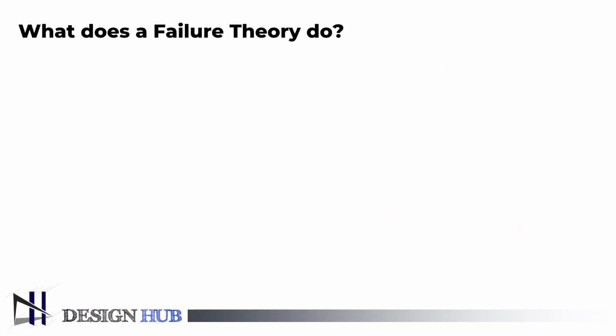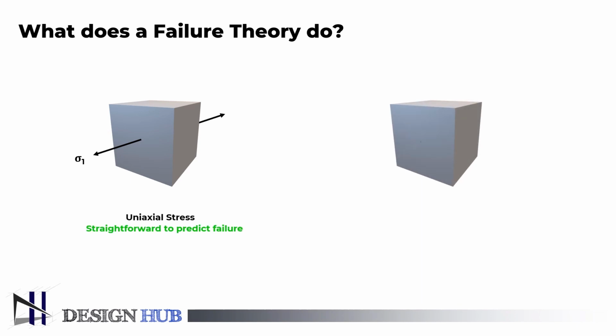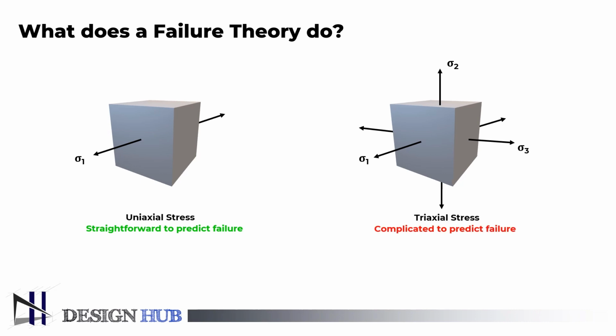So, what does a failure theory do? It's quite simple. It allows us to anticipate the failure of a material by comparing the stress state in the object with material properties that are easy to determine, like the yield or ultimate strengths of the material that we can obtain by performing a uniaxial test. Predicting failure is substantially more straightforward for a uniaxial stress instance. But it is more difficult for a more complicated triaxial stress instance.